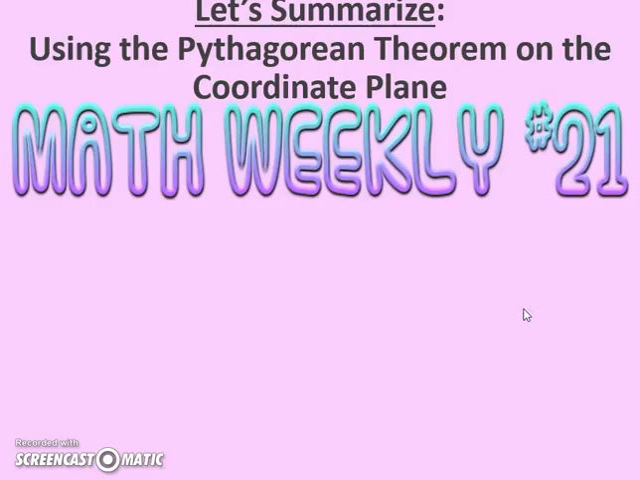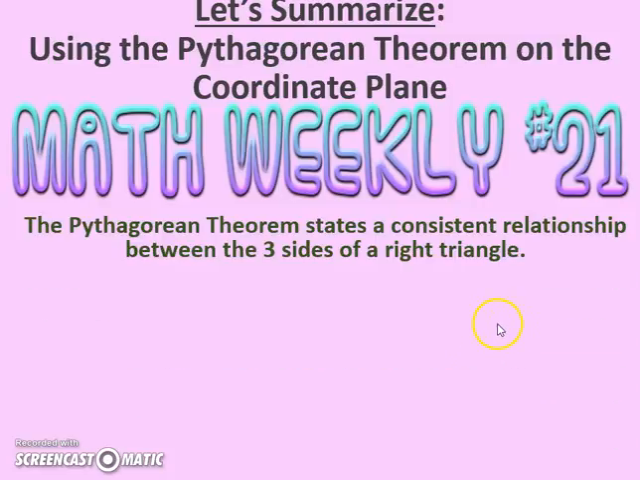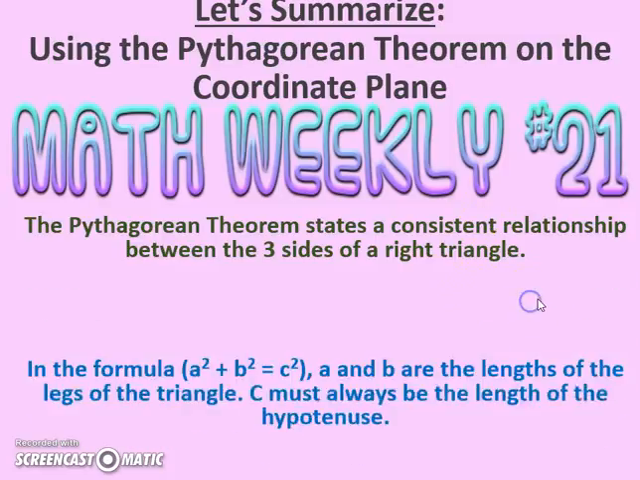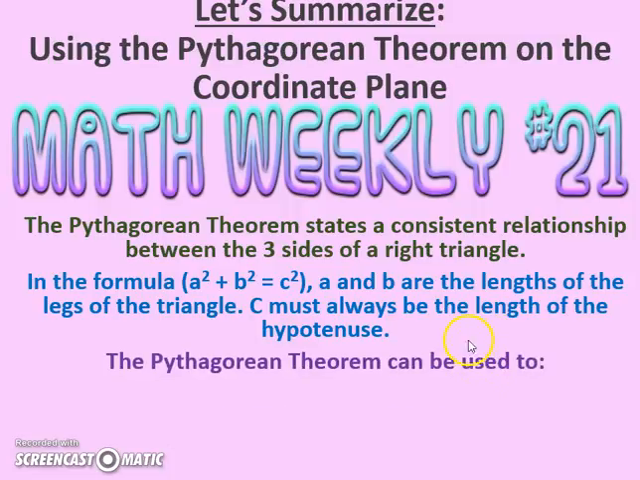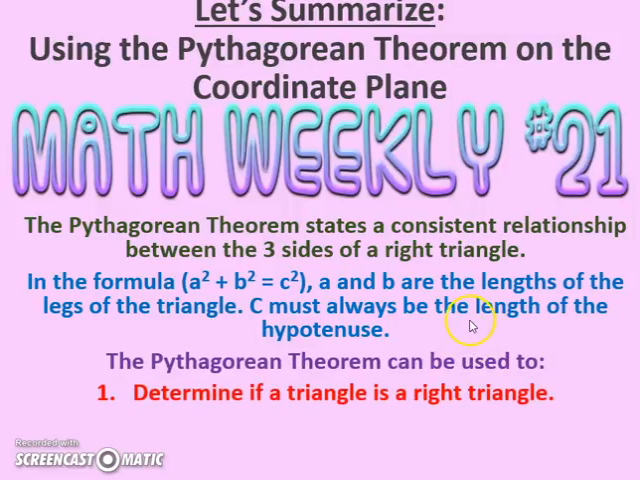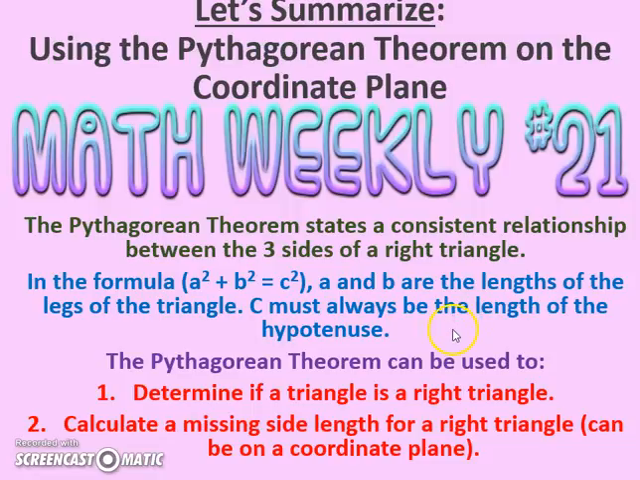So let's summarize what we've learned about using the Pythagorean theorem on the coordinate plane. Remember, the Pythagorean theorem states a consistent relationship between the three sides of a right triangle. In the formula a squared plus b squared equals c squared, a and b are the lengths of the legs of the triangle, and c must always be the length of the hypotenuse. The Pythagorean theorem can be used to determine if a triangle is a right triangle, but can also be used to calculate a missing side length for a right triangle and can be used on the coordinate plane.